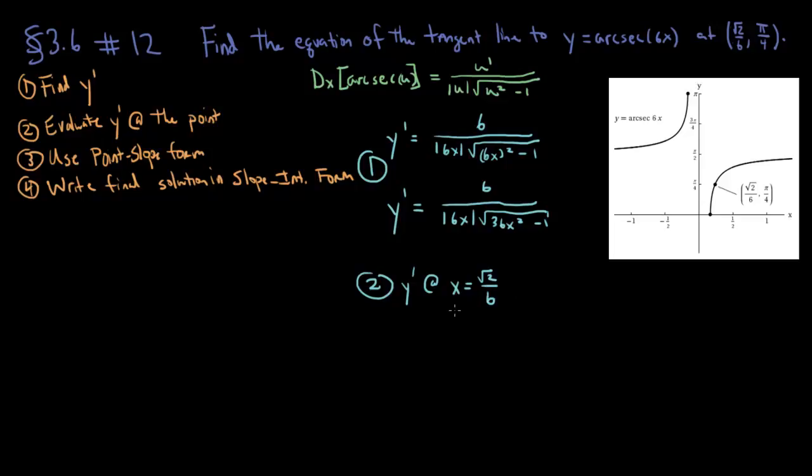Now what do we get here? Okay, so we get 6 divided by the absolute value of 6 times root 2 over 6. So I guess I need maybe bigger absolute value signs. Maybe let's straighten those up a little bit. 6 times root 2 over 6.